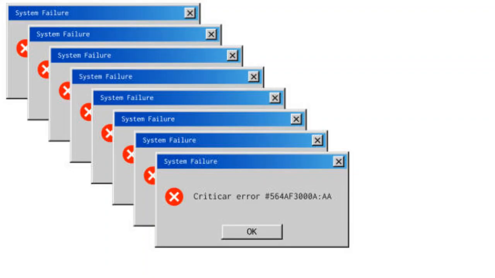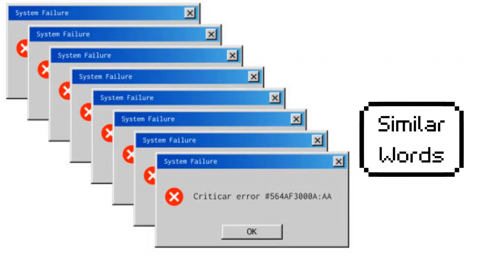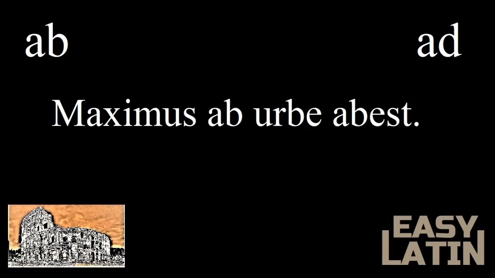There's a whole host of words that are easily confused because they differ in only a letter or two. We'll go through some of these here. The most important are probably ab and ad. The easiest way to remember which is that absent means you're away. So ab means from or away, while ad means toward or at. Maximus ab urbe abest. Maximus is out of town, or absent from the town.